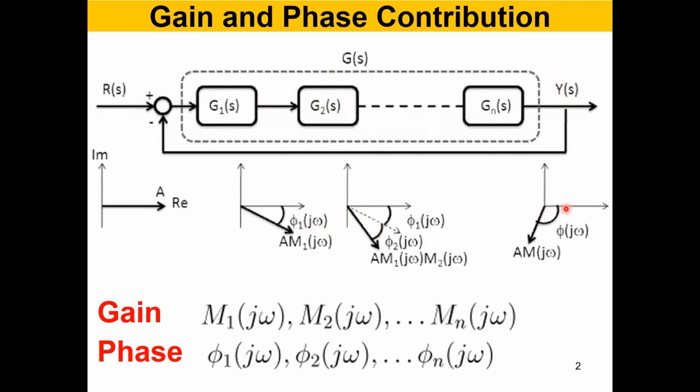Now what you need to look at is, after going through all these individual blocks, what comes out as the response here, Y(s), is actually represented by this phasor. So it is attenuated by a factor of M and it is phase delayed by an angle phi. That is the final outcome, the total change of the signal when it passes from one side to the other side of the system.